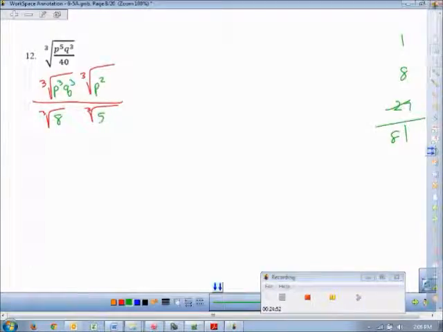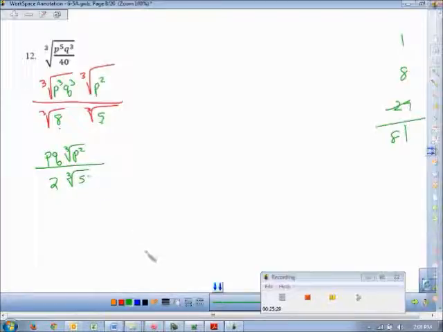5 times. I can see the looks on some people's faces. They don't understand what I did. Didn't I have a cube root of 40 that needs to be split up? What's the biggest perfect cube that went into 40 evenly? It was 8. How many times does it go in there? 5 times. Correct? This now becomes p q cube roots of p squared over 2 cube roots of 5.